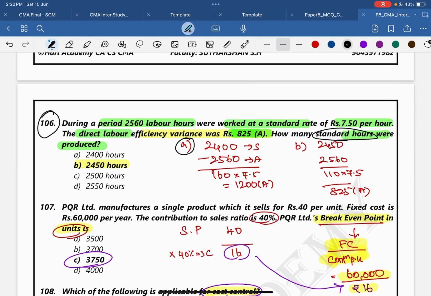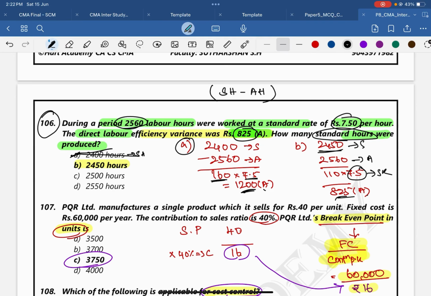So we will go with option checking. The first one they have given, I will take option A. That is my standard hours. From that I will subtract my actual. It is going to be 160. 160 into 7.5, that is the standard rate. That is 1200 adverse. I want 825, so it is not my answer. Then 2450 is my standard, this is going to be my actual. I will take the difference between the standard and actual and multiply by the standard rate. I will get 825 adverse. From that you can easily find out the formula. What is the formula? Standard hours minus actual hours, multiplied by standard rate.